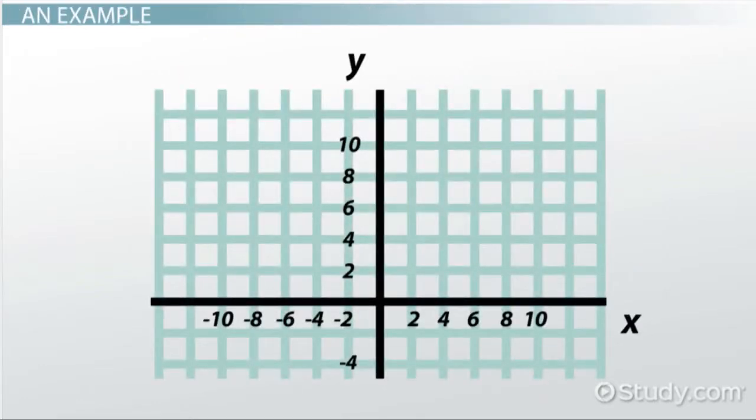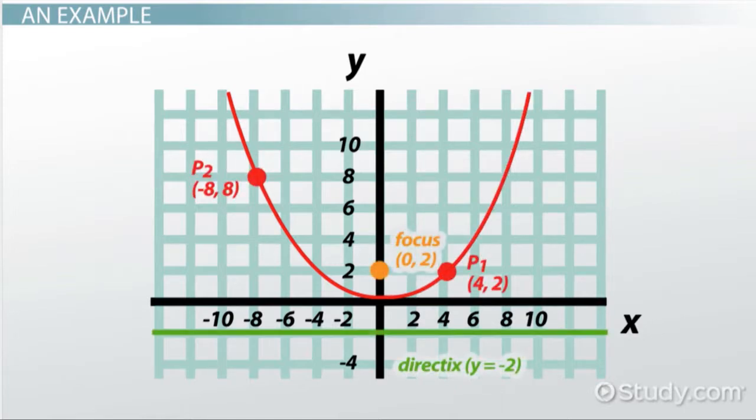Let's take a look at an example. The parabola shown on screen has its focus and directrix labeled, as well as 2 points on the parabola. By the definition of a parabola, the distance between the focus and a point on the parabola should be the same as the distance between a point on the parabola and the directrix. Let's verify that this is the case.